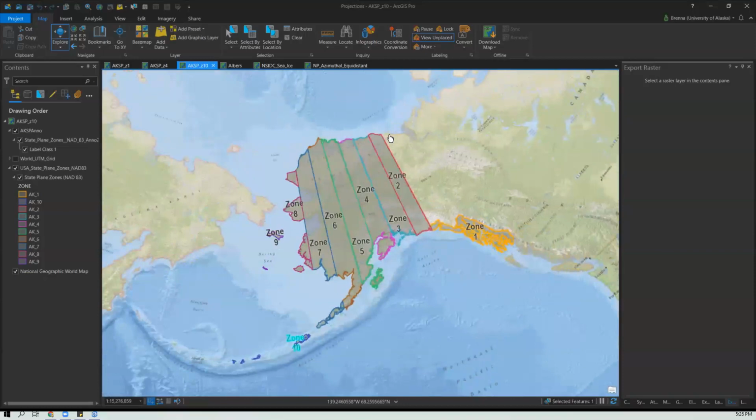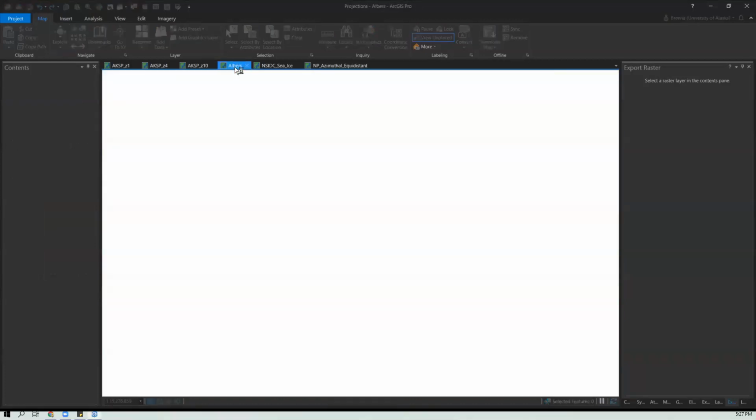But the Alaska, or sorry, which one is that? The Lambert conformal conic projection model does. Sorry, even I still get those mixed up. And then this is the Alaska Albers, or it would be the Alaska Albers system.